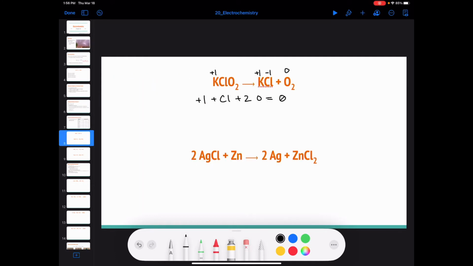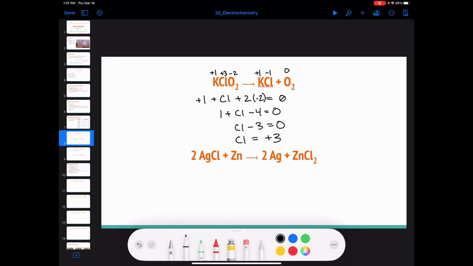So oxygen gets defined as a -2. Okay, so we can go ahead and erase this oxygen here. Let's replace that with a -2. So that means you've got 1 plus chlorine minus 4 equals 0, or in other words, chlorine minus 3 equals 0. And so therefore, chlorine must have a +3 oxidation number.